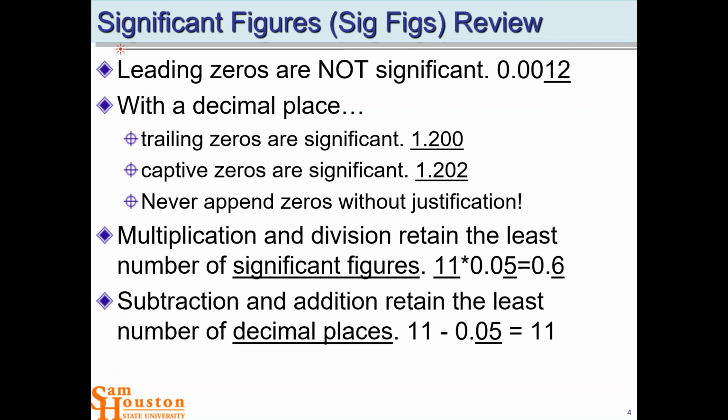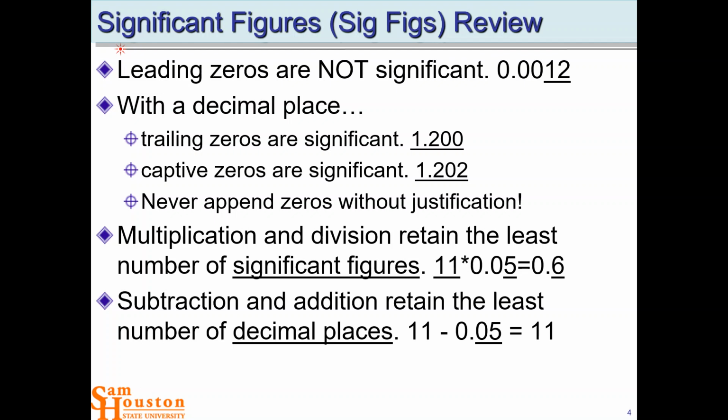Place value is a more broad term than decimal place because there may not be any decimal places. There are no decimal places here, but there's a place value of ones. And so the most coarse place value, the one furthest to the left, is the one that restricts our addition and subtraction significant figures.